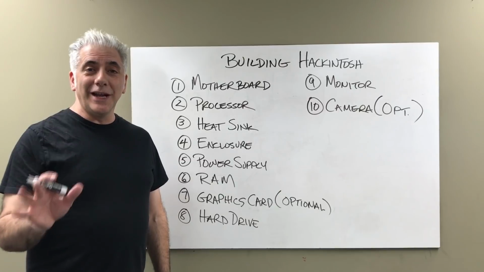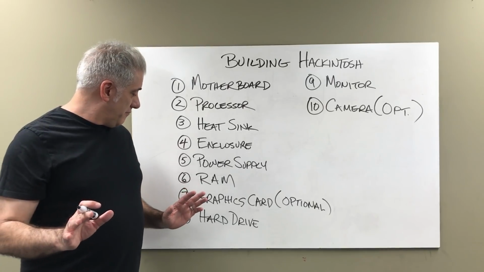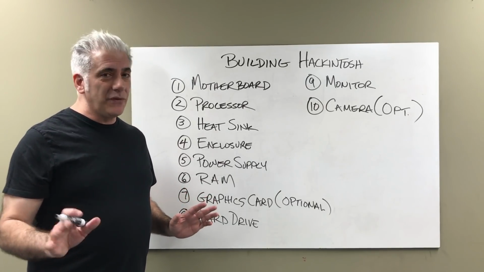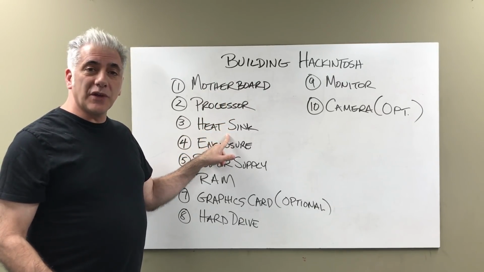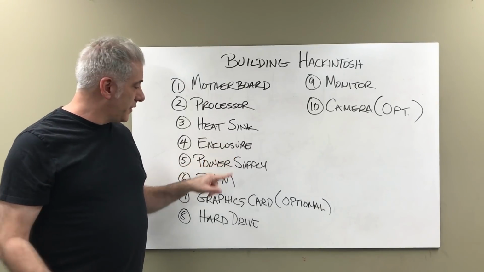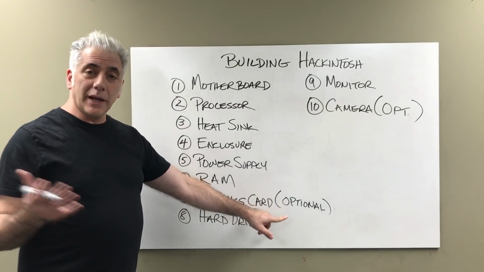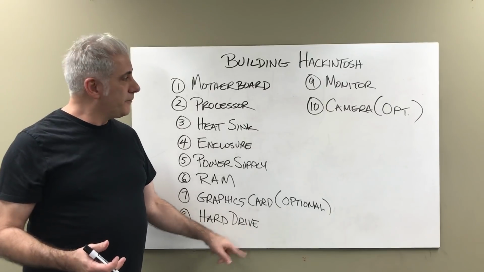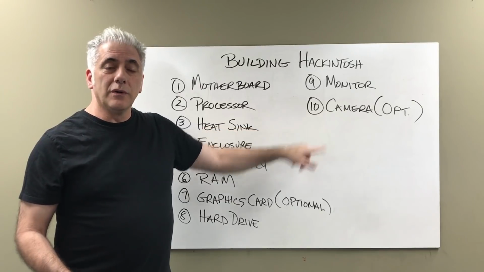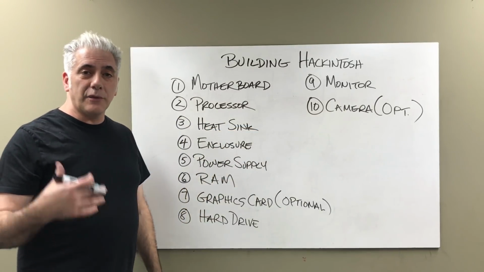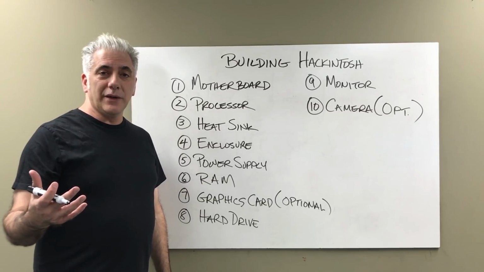Okay, here's the parts that you need to build a Hackintosh or even build your own PC. Essentially, you need really 8 parts, maybe even 7. The motherboard, the processor, heat sink, which goes on the processor, the enclosure that it goes in, the power supply, your RAM, your graphics card, like I said, is optional, a hard drive. Also, you need a monitor, that's not optional. And the camera is optional. I connected the computer using an Ethernet cable that's built in on the motherboard, so I didn't need to have any Wi-Fi installed in it.